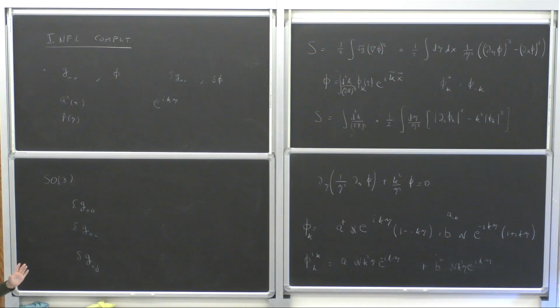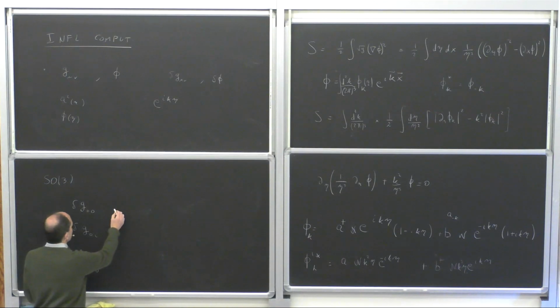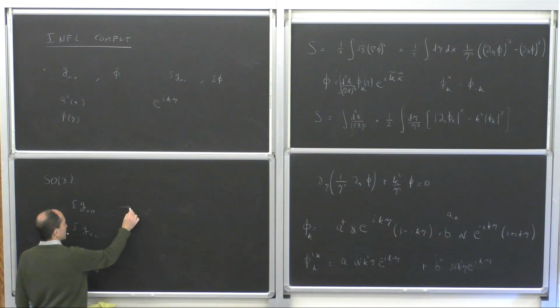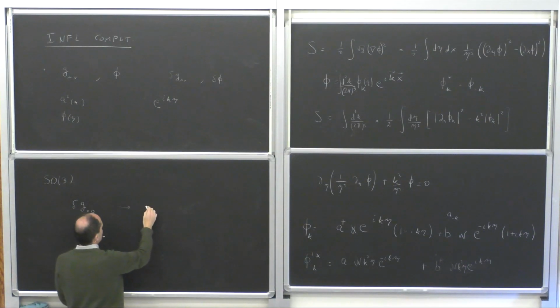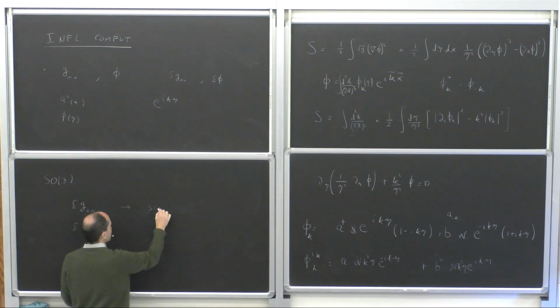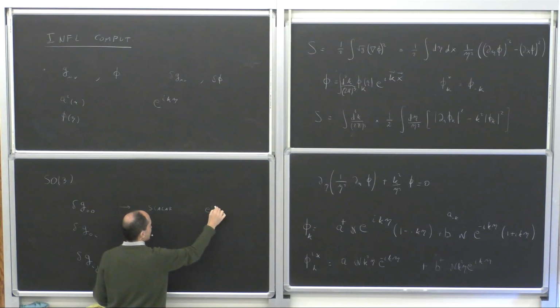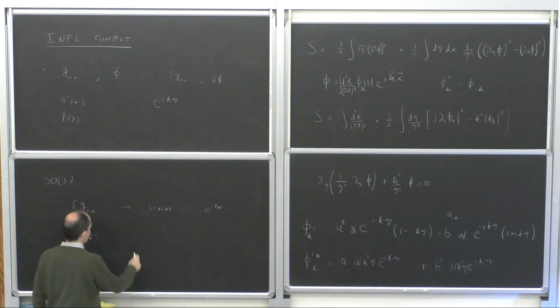So everything will be the Lagrangian to quadratic order, so the equations of motion are linear. This will give rise to something. We're going to decompose the modes according to their SO(3) transformations. This will lead to something we could call a scalar mode. So it's e to the i k x times some function of time.